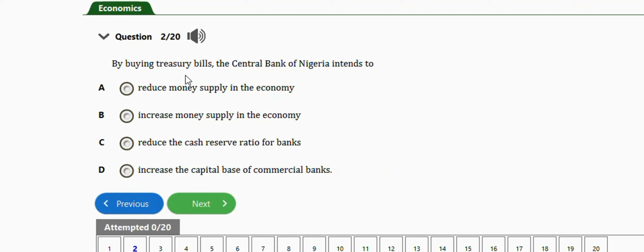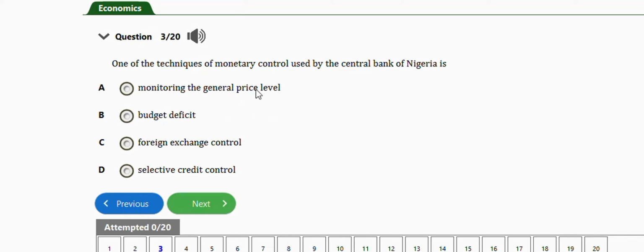Alright, the next question we have is this one. It says, by buying treasury bills, the Central Bank of Nigeria intends to reduce money supply in the economy, increase money supply in the economy, reduce the cash reserve ratio for banks, increase the capital base of commercial banks. So the right answer to this question is to reduce money supply in the economy. Okay, the next question I have here is this one. It says, one of the techniques of monetary control used by the Central Bank of Nigeria is monitoring the general price level, budget deficit, foreign exchange control, selective credit control. So guys, the right answer to this question is option D, which is selective credit control.